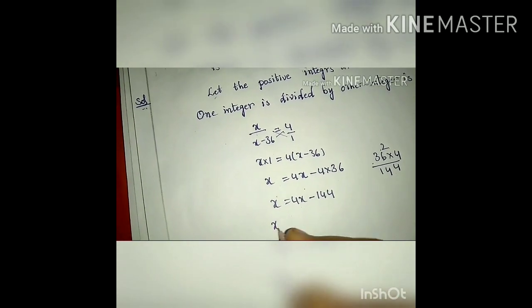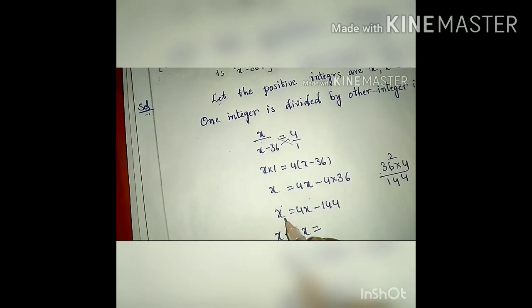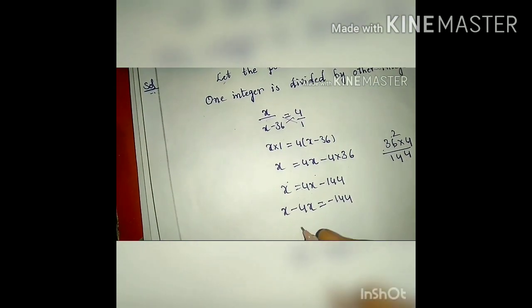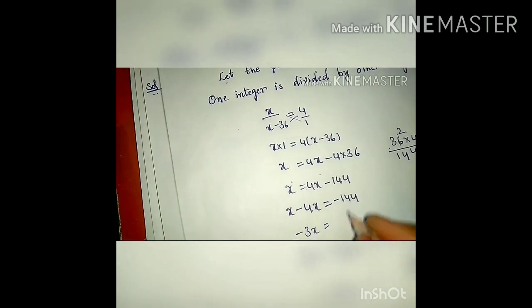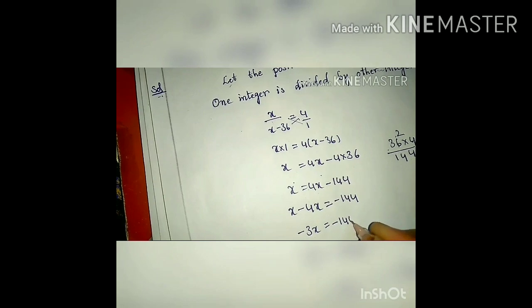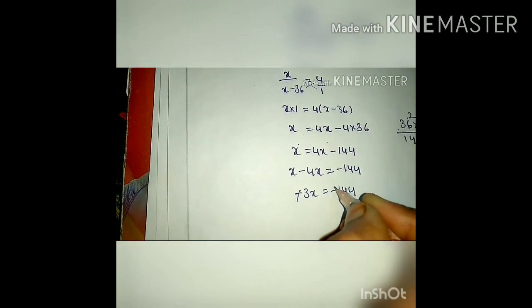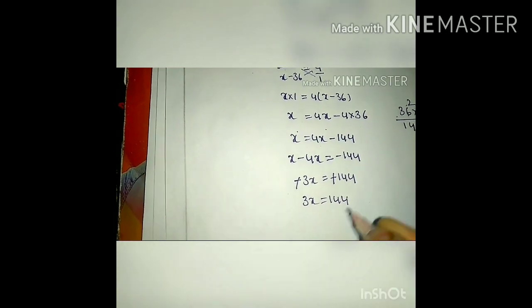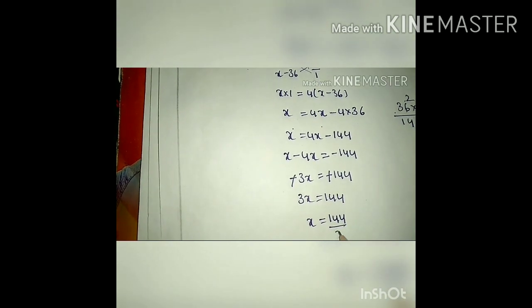Then I will write x minus 4x equal to minus 144, since the positive quantity becomes negative when moved across. So x minus 4x, it is minus 3x equal to minus 144. Both sides have the same sign, so cancel it. 3x equal to 144. So x equals 144 by 3.